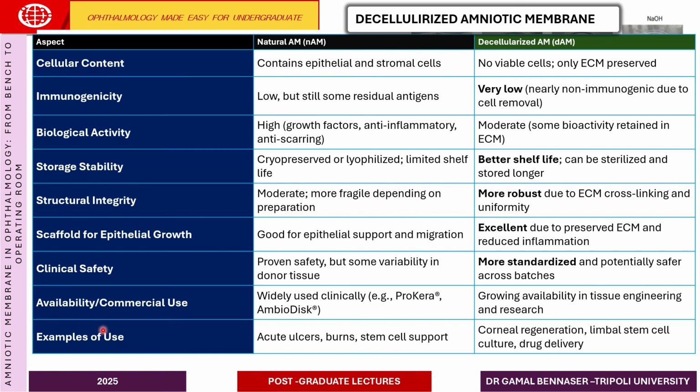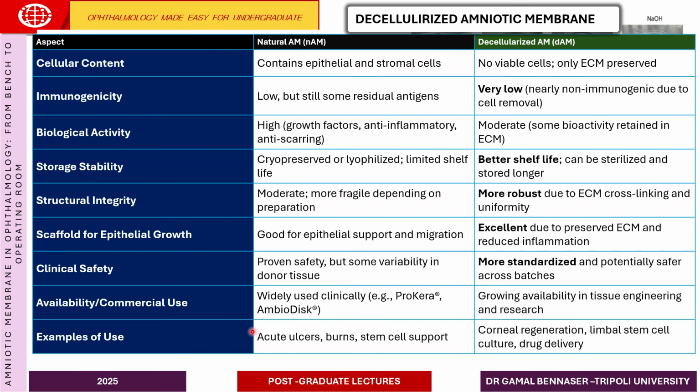Now, as far as availability, the natural one is widely available. A commercial example is Procera, which shows the natural amniotic membrane. However, the decellularized one needs special processing, so it is kept mainly for tissue engineering, and it is a little bit expensive compared to the natural one.